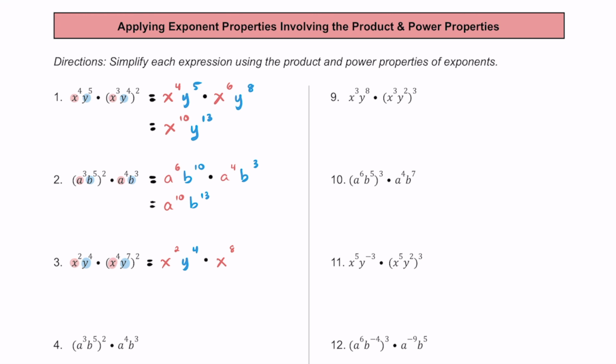And then we have this y to the 7th power to the 2nd power, so 7 times 2, that's that power of a power property, that's going to be y to the 14th power.